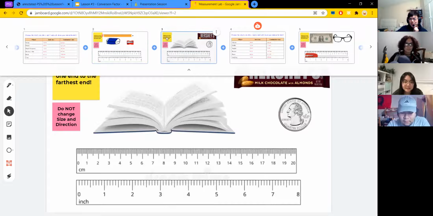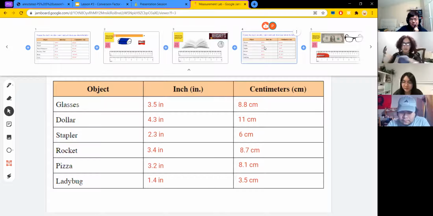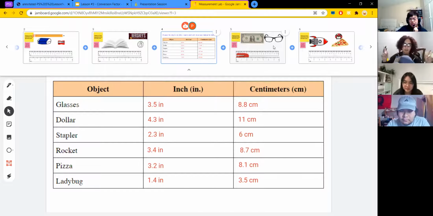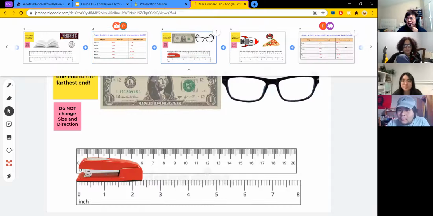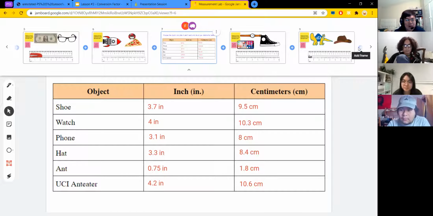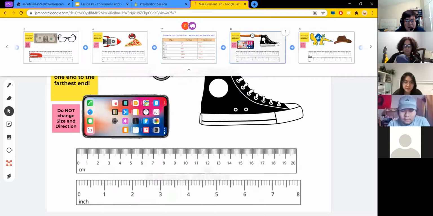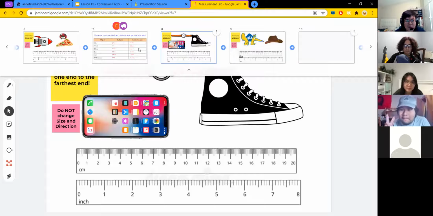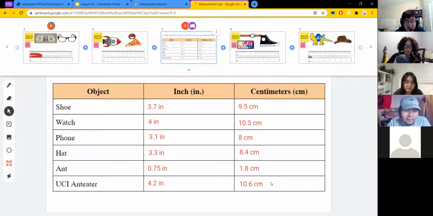Which object did you choose and what did you get as your division? I chose the glasses. I divided 8.8 by 3.5 and I got about 2.51. So we're getting 2.57, 2.54, 2.51. Really close together, right? So we could say about 2.5. And lastly, Danny, what did you choose and what did you get? I chose the UCI Anteater. I divided 10.6 by 4.2 and I got 2.52.